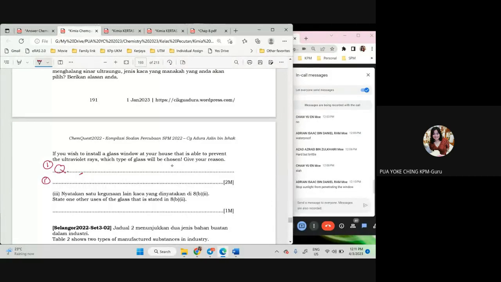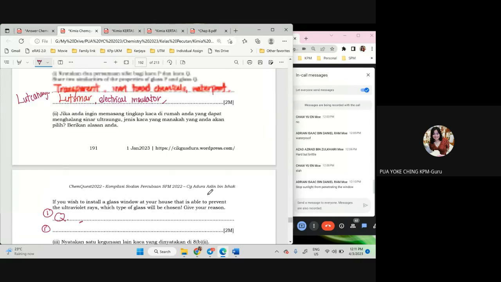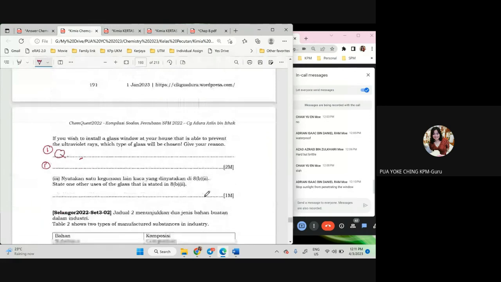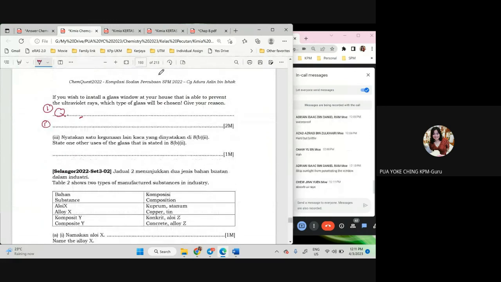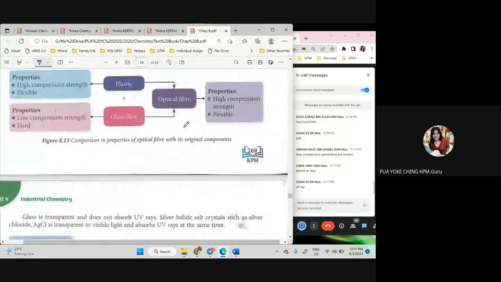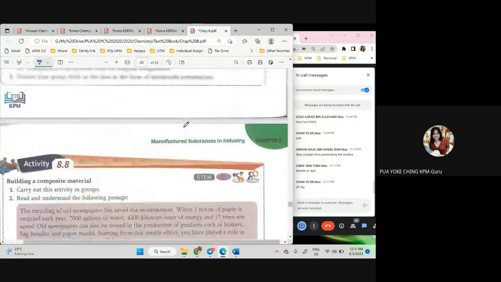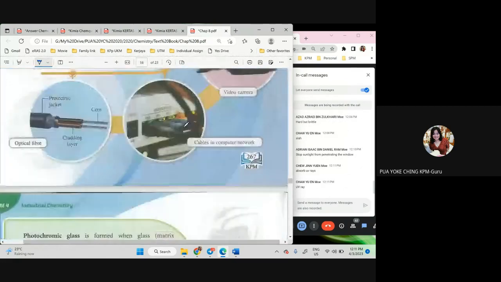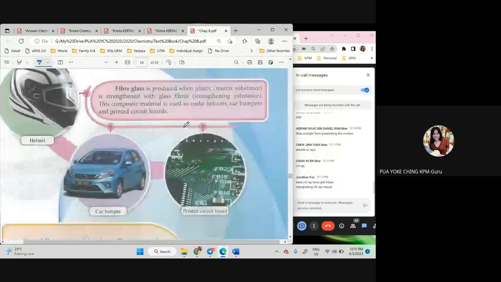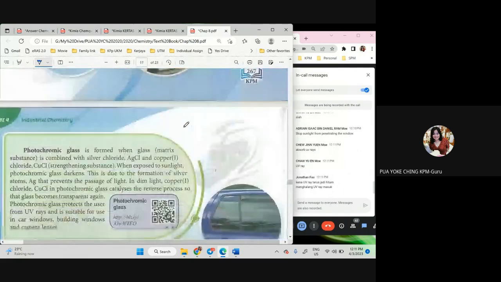Tak boleh. How you stop the sunlight? Not the sunlight. You only stop something else but not the sunlight. Yes, UV ray. Jawapan yang senang, kita tengok dalam buku teks. This one is actually exactly from the buku teks. The answer scheme given is exactly from the buku teks. Where is my photochromic glass? This one.